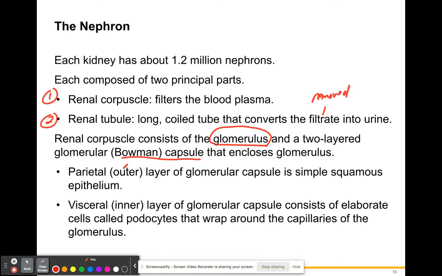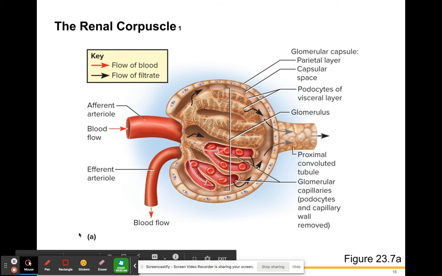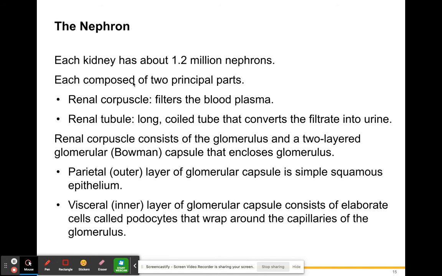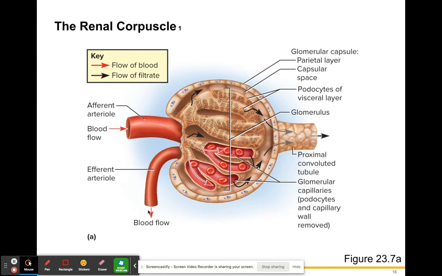The outside of the glomerular capsule, or the Bowman's capsule, is going to be made of simple squamous epithelium. And the inner layer of the glomerulus will be made of things called podocytes. These podocytes are going to be unique to the glomerulus, and they're going to be the cell-producing bodies of the glomerulus. This is the entire renal corpuscle. If we go back, the renal corpuscle is the part that filters the blood, and it's made of two things, the glomerulus and the Bowman's capsule. So this whole structure is the renal corpuscle.